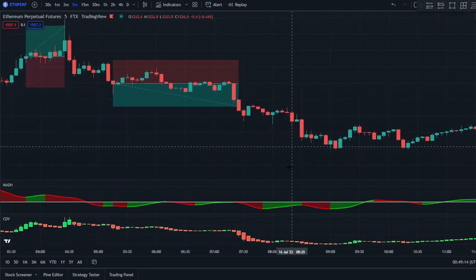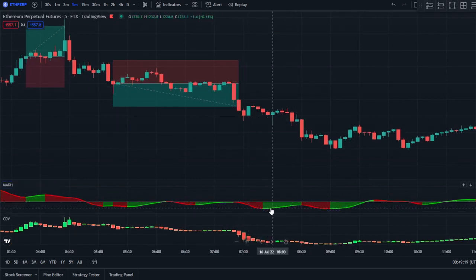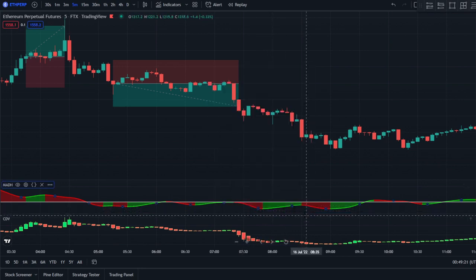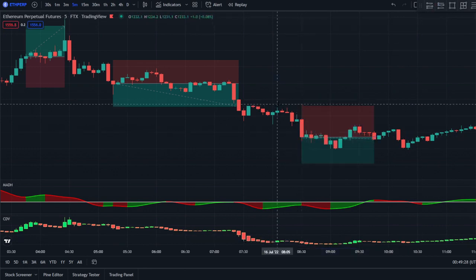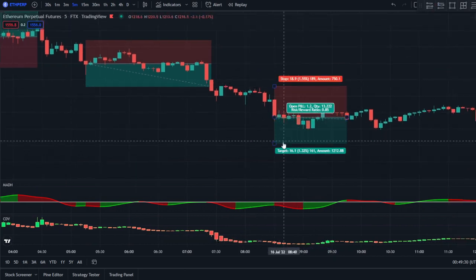So there we have another win, and here we have another signal. First crossover, first red, green again, and second red with our CDV being red in color here. So we're gonna enter there. We're gonna have a stop loss right above, and we'll take a 1:1.